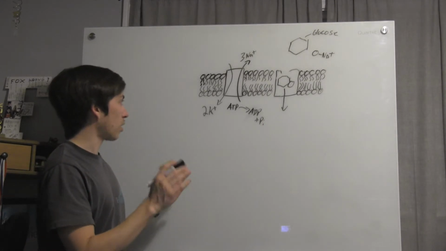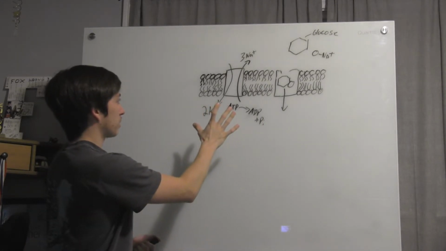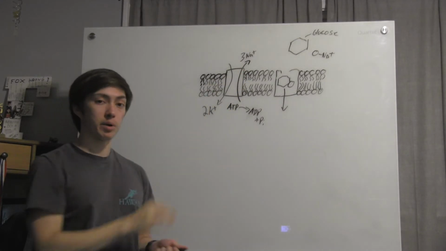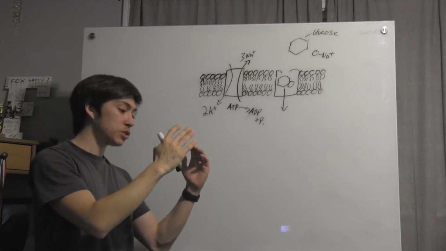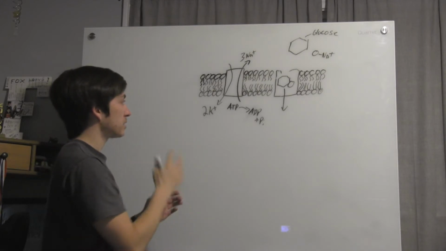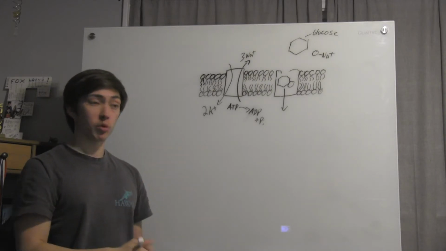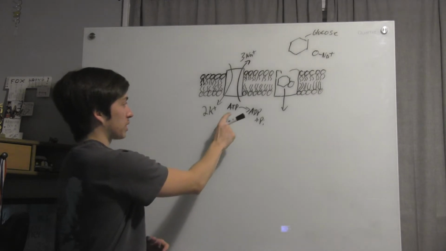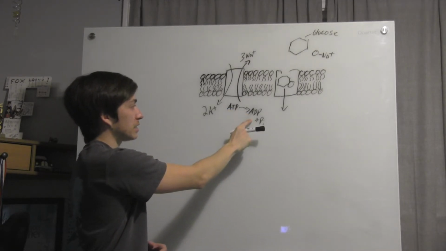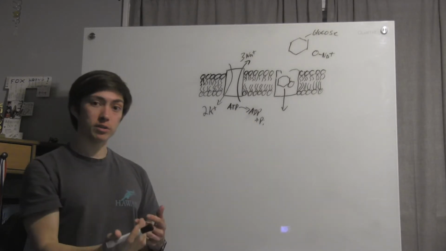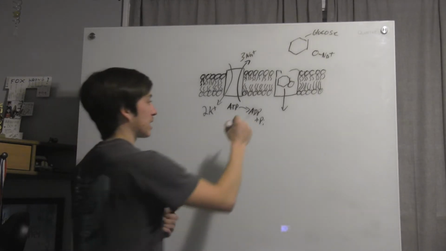So it all starts with our sodium-potassium pump, right? It's going to be pumping 3 sodium out and 2 potassium in. And this is an example of active transport. This is active transport because we're using ATP. So we're breaking ATP into ADP plus its inorganic phosphate in return for its energy.